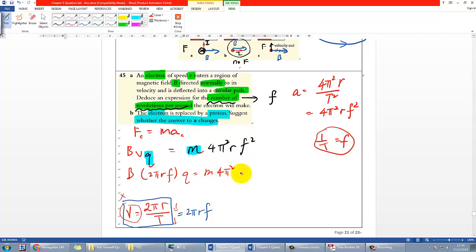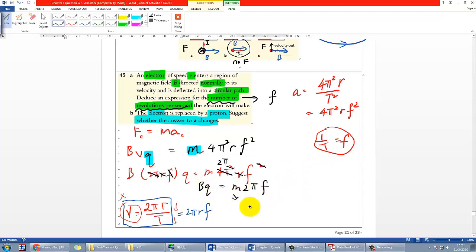M 4 pi. Just copy this, and then we should find the F cancel out, the 2 pi cancel out, and R would cancel also. So we actually can find that it's independent of R. So that's why I feel a bit strange just now, like it shouldn't be like that. Anyway, so we are left with BQ M 2 pi F. Oh, so it's actually even simpler.